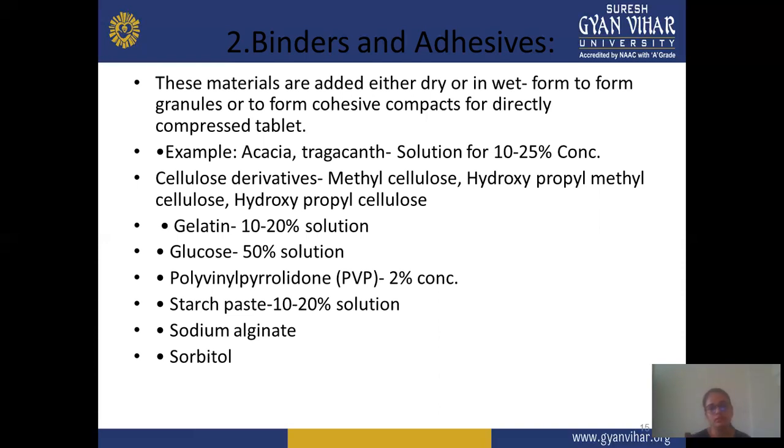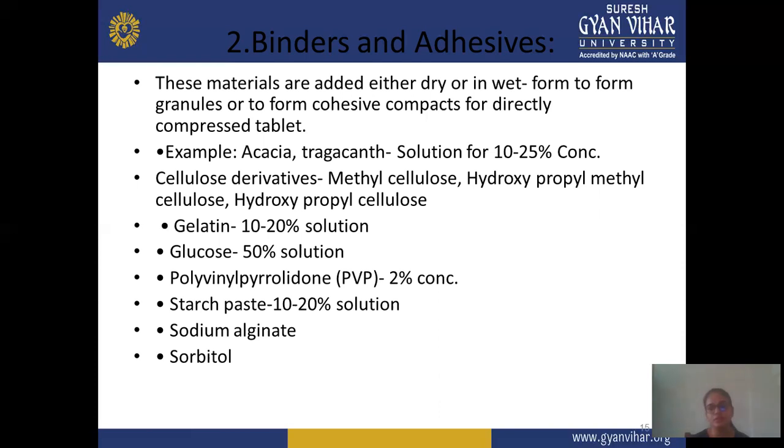Other than this, you also use gelatin. The gelatin is used as a 10 to 20% solution. Sucrose is used as a 50% solution. Next is polyvinylpyrrolidone, also known as PVP. The concentration of PVP is 2%.